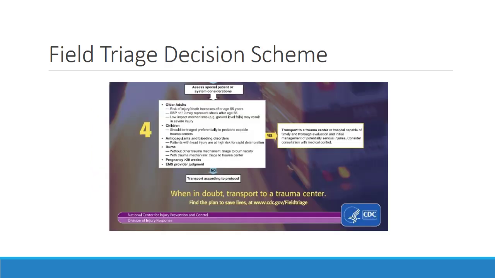And then step 4 looks at special patient or system considerations with older adults, children, patients who are on anticoagulants or have bleeding disorders, patients with burns, pregnancy that's greater than 20 weeks, or any other patient you think may need to go to a trauma center. So steps 1 and 2 definitely need to go to trauma centers. Step 3 probably does need to go to a trauma center as well. And then step 4, if your patient fits into any of these categories, they also need to go to a trauma center.